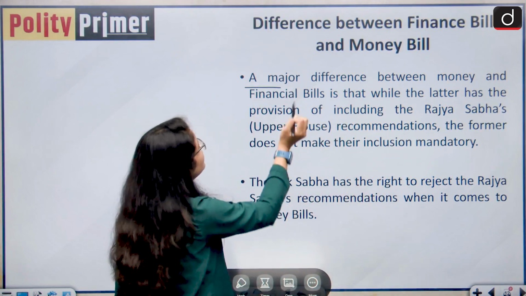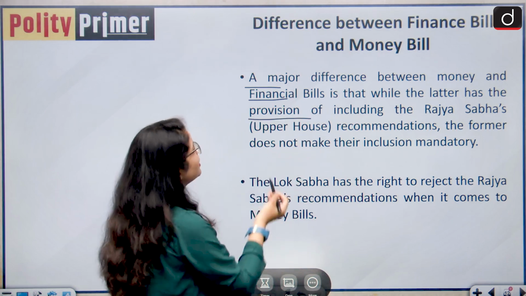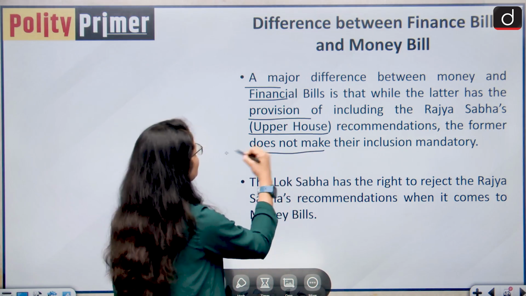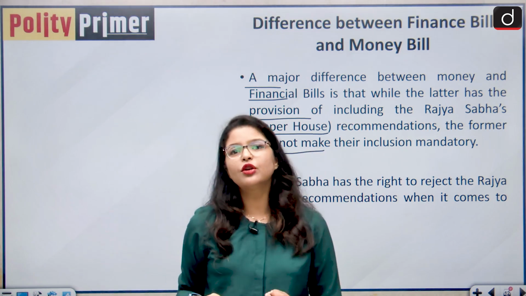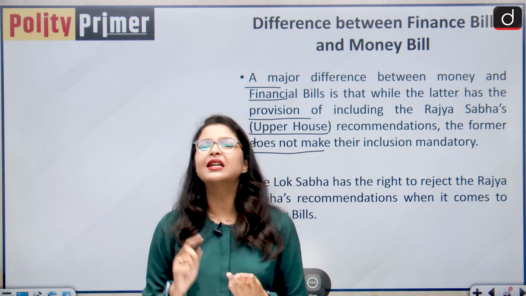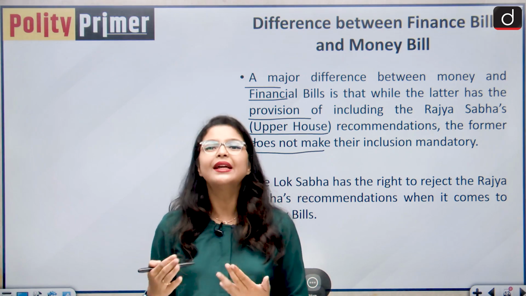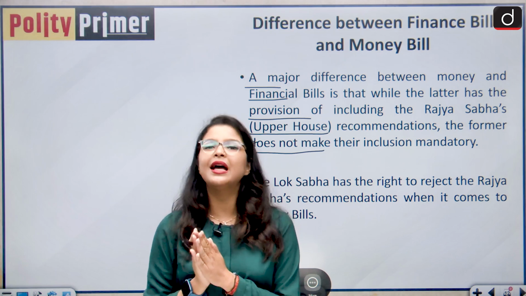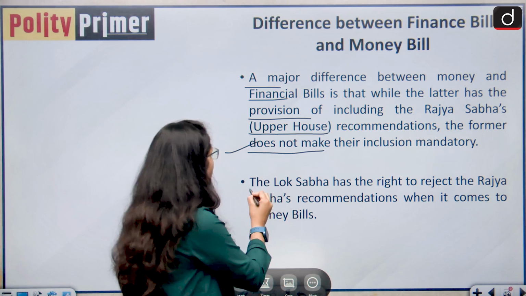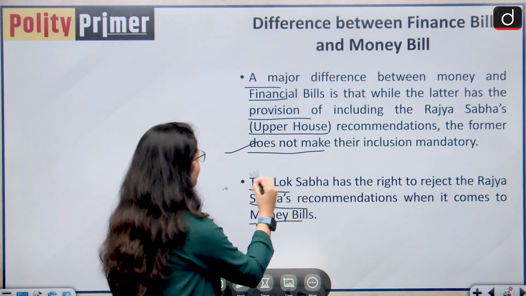A major difference between money and financial bills is that while the latter has the provision of including the Rajya Sabha, the upper house's recommendations, the former does not make their inclusion mandatory. So in the case of a financial bill, the Rajya Sabha can either reject the bill, amend the bill, or suggest changes, which may or may not be accepted by the Lok Sabha. But in the case of a money bill, the Rajya Sabha has a very limited role, as I was discussing before. The Lok Sabha has the right to reject the Rajya Sabha's recommendations when it comes to money bills.